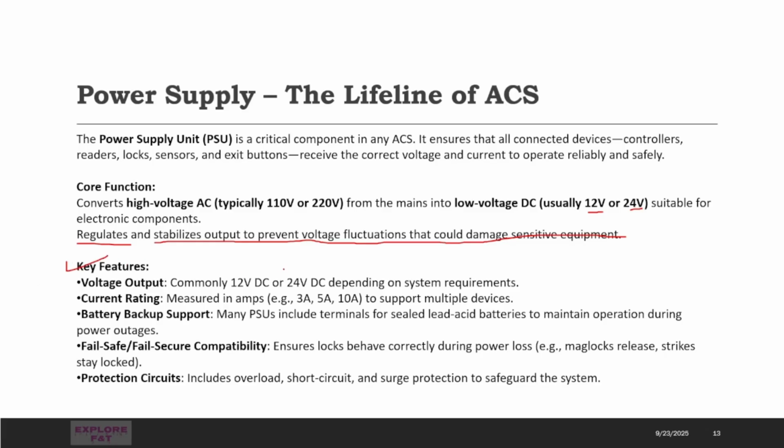Next are the key features. Voltage output, commonly 12 volt DC or 24 volt DC depending on system requirements. Current rating, measured in amperes, 3 amp, 5 amp, 10 amp, to support multiple devices. Battery backup, we have to add a battery in the power supply. Fail safe and fail secure compatibility ensures locks behave correctly during power loss: maglock releases, and strike lock stays locked. Power protection circuits include overload, short circuit, and surge protection to safeguard the system.